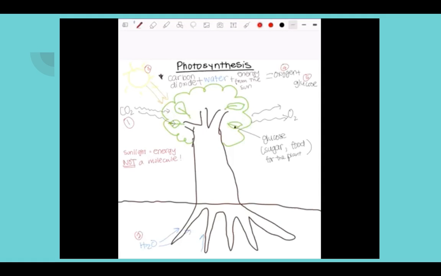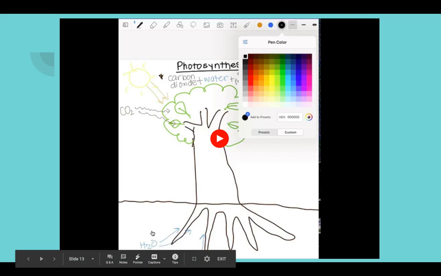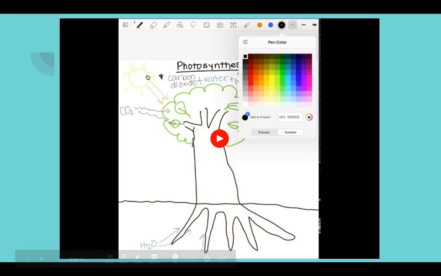So if anyone ever asks you, what molecules do you need for photosynthesis? You should never say sunlight, because they're asking you what molecule you need, not just what you need in general. If they're asking for a molecule, they're specifically asking about carbon dioxide or water. Sunlight, again, is just the energy for it to happen. It's not a molecule.